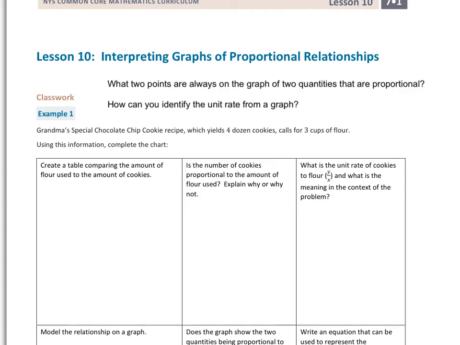Hello, if you are watching this video, you are ready to dive into Lesson 10 from our packet, Interpreting Graphs of Proportional Relationships. A little note I'd like you to write on the top as a reminder: our x value is representing our independent, and our y value is representing our dependent.